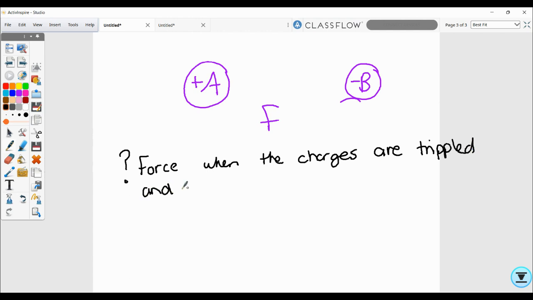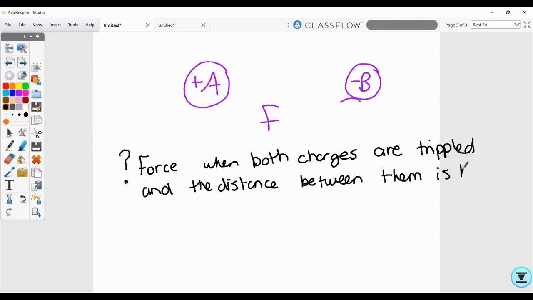and the distance between them... Okay, my wording should be better. When both charges are tripled and the distance between them is halved. Okay, that's a common type of question.